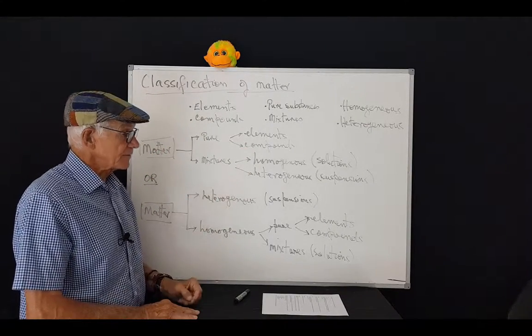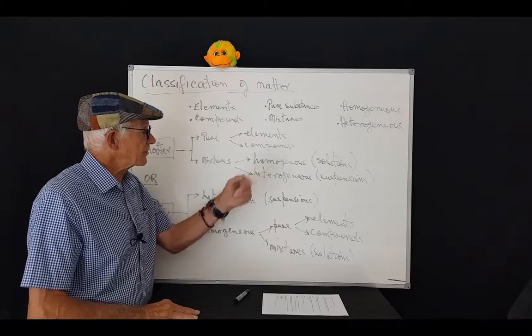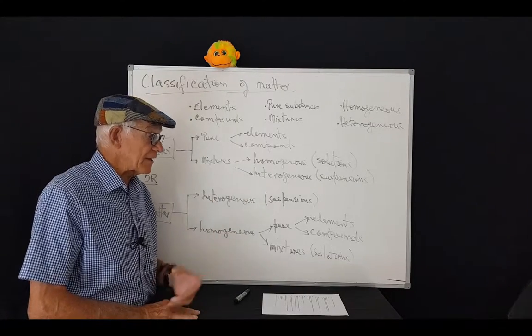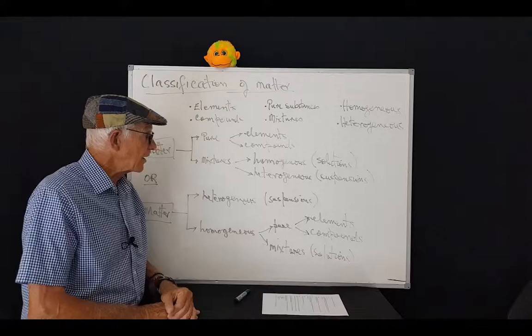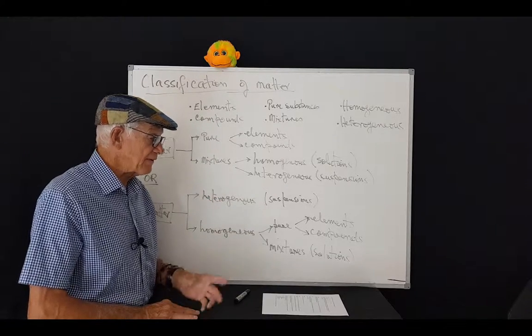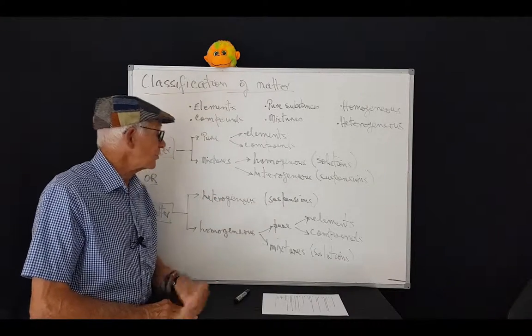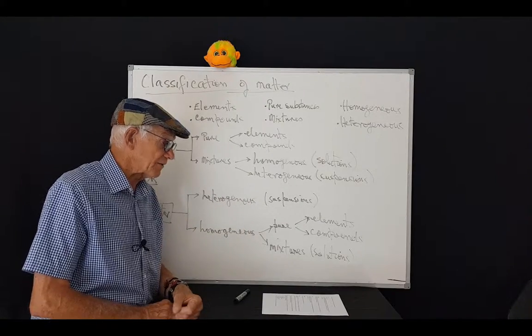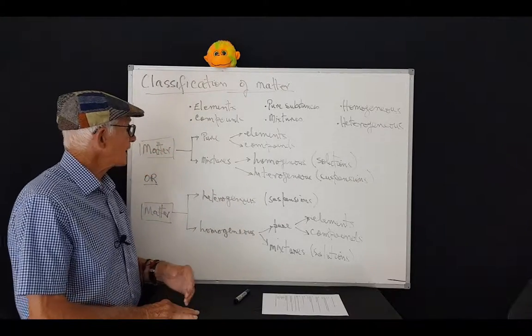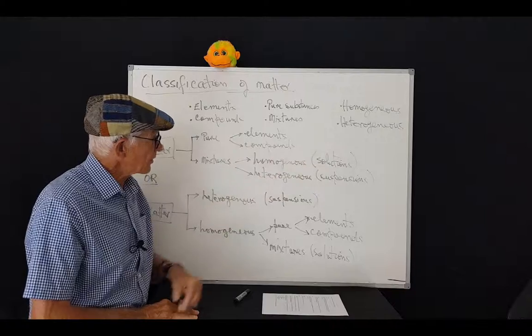And if they're mixtures, they can be in that subclass called homogeneous, and we give them a name, solutions, or heterogeneous, and we give them a name, suspensions, or if they're solid mixtures, aggregates. Okay? That's one way of going through things.